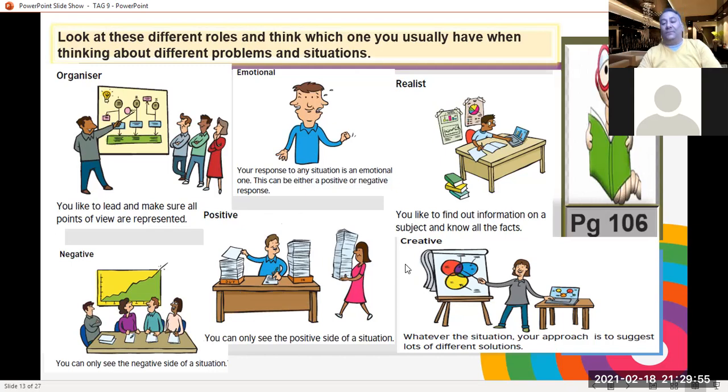The creative person, whatever the situation, your approach is to suggest lots of different solutions. This is the creative one or the innovative person.